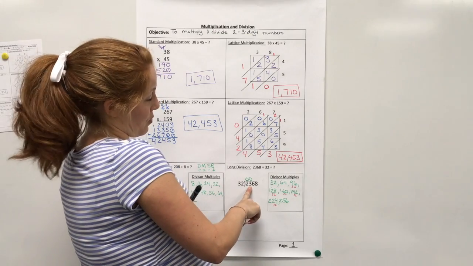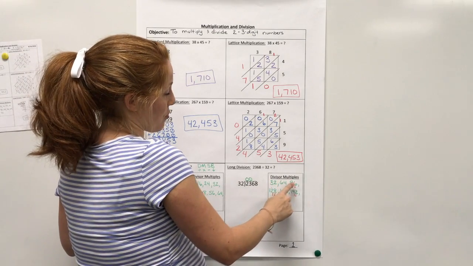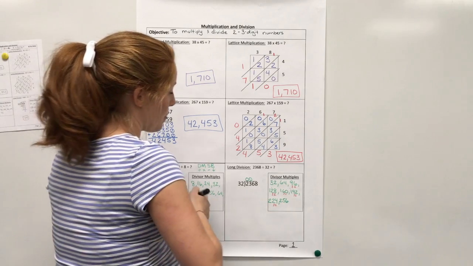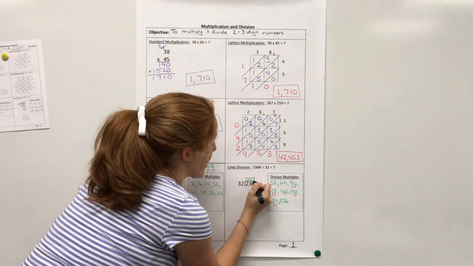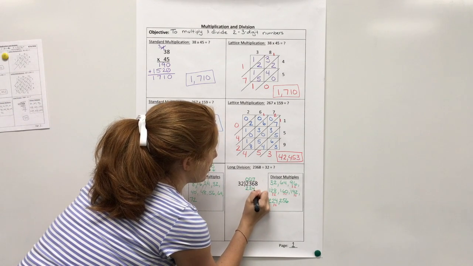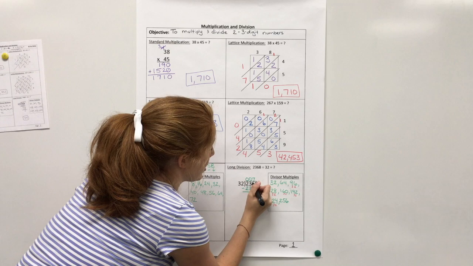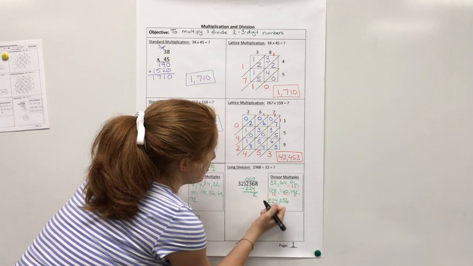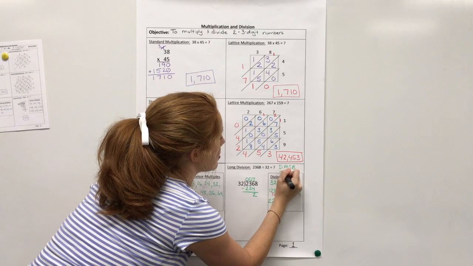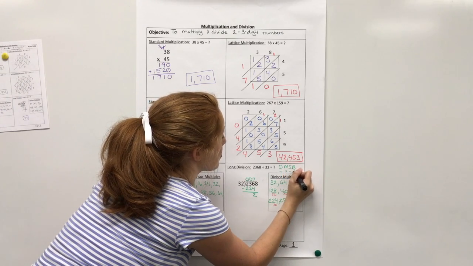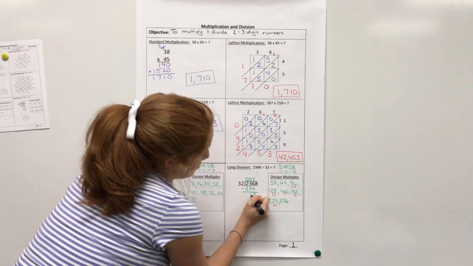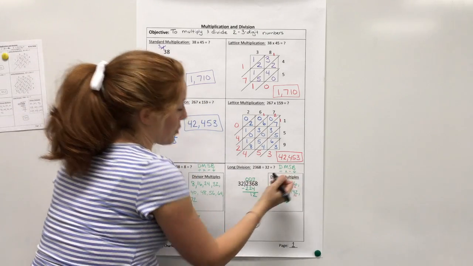All right, so 32 will go in 1, 2, 3, 4, 5, 6, 7 times, because that's too big. So it's going to go in 7 times, which is 224. So I subtract now. Remember D, M, S, B. Divide, multiply, subtract, bring down. So I'm subtracting right now. I got 12.